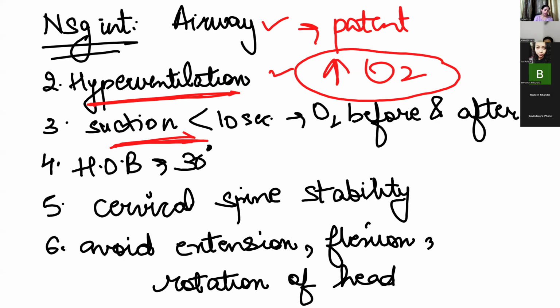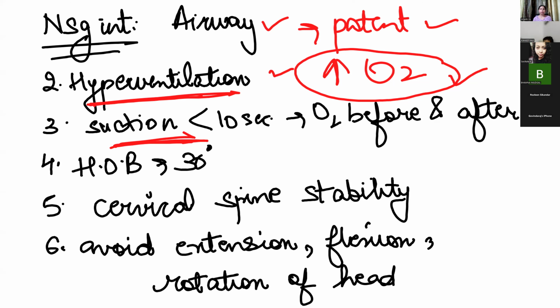Okay. First thing is the airway should be patent. Second is the hyperventilation. Reason being, as we have seen in the causes, if carbon dioxide increases, it can cause increased ICP. So for that reason, we will give more oxygen to maintain the level of carbon dioxide.